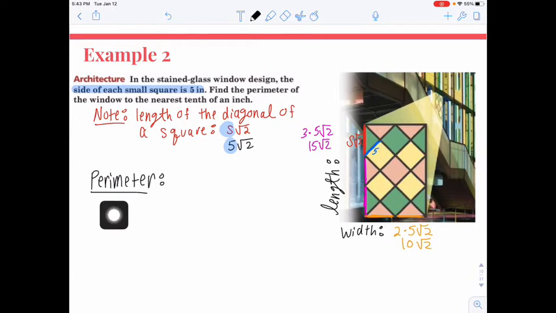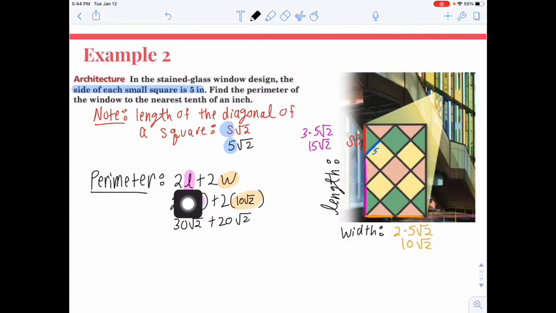Reminder that the perimeter of a rectangle is 2 lengths plus 2 widths, because really you're just adding length plus width plus length plus width. Since our length is 15 radical 2, we can substitute that in, and since our width is 10 radical 2, we can substitute that in for W. Now we just need to simplify. So 2 times 15 radical 2 will give us 30 radical 2. 2 times 10 radical 2 will give us 20 radical 2.